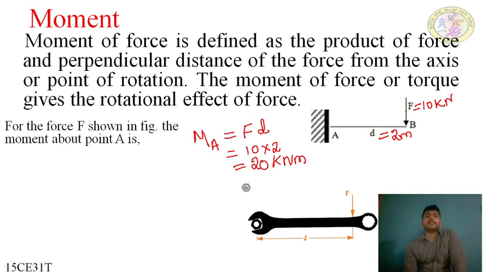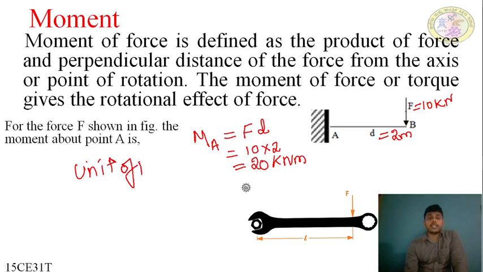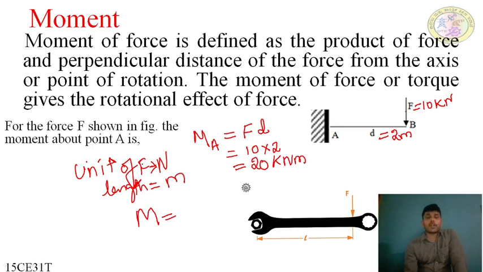The unit of force is Newton, and the unit of perpendicular distance is meter. Then the unit of moment, being a product of force and distance, will be Newton meter. Force will usually be represented in kilonewton, so it can be called kilonewton meter, or if the length is in millimeter, it will be represented as Newton millimeter.